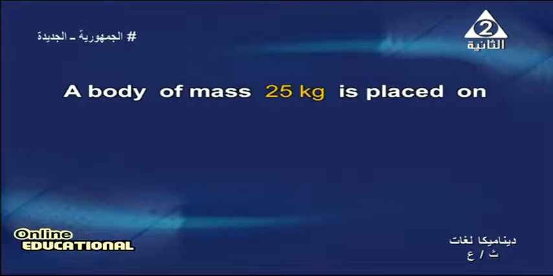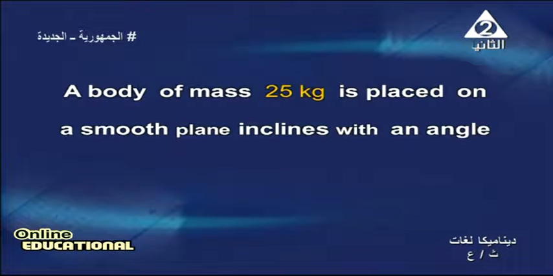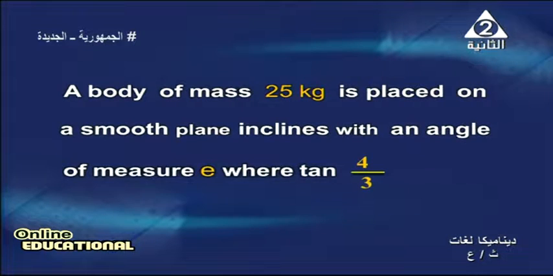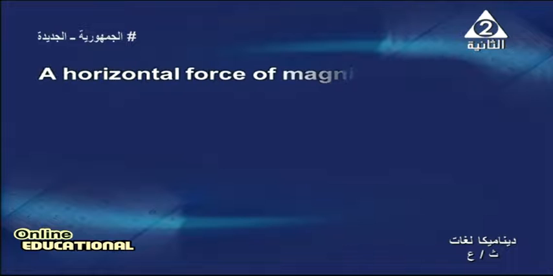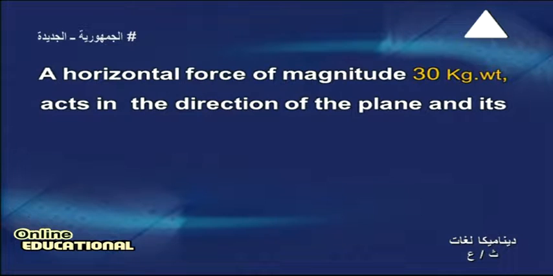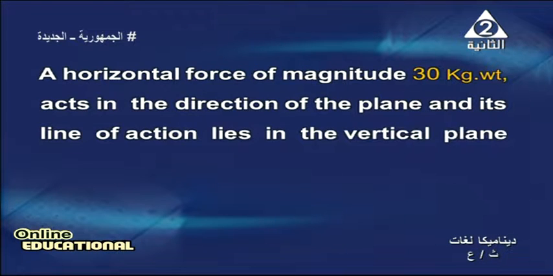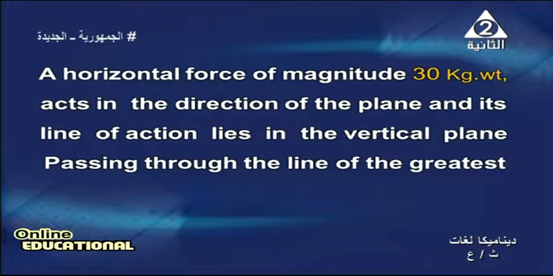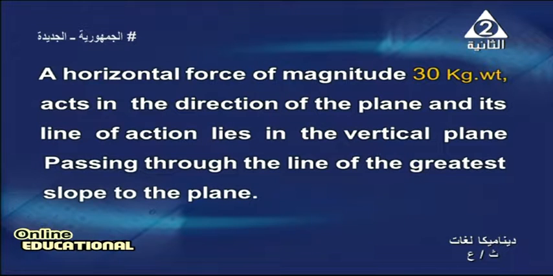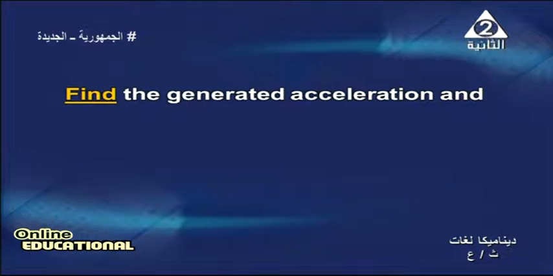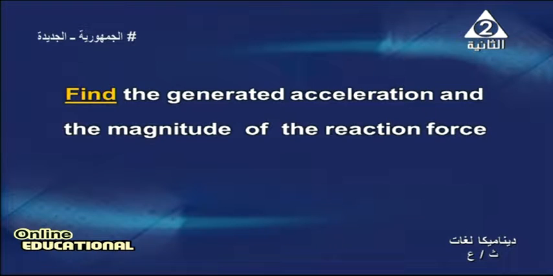A body of mass 25 kilograms is placed on a smooth plane inclined with an angle of measure theta, where tan theta equals 4/3. A horizontal force of magnitude 30 kilogram weight acts in the direction of the plane, and its line of action lies in the vertical plane passing through the line of the greatest slope to the plane. Find the generated acceleration and the magnitude of the reaction force of the plane.